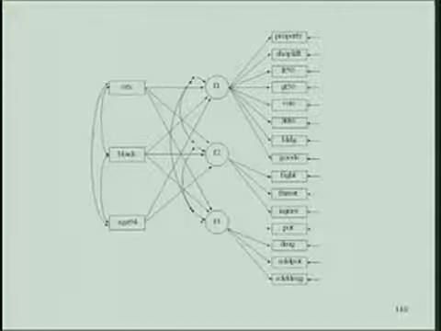And then the regressions of the factors on the covariates are standard linear regressions because the factors are continuous variables. So continuous dependent variables give you linear regression even though the dependent variables are latent.